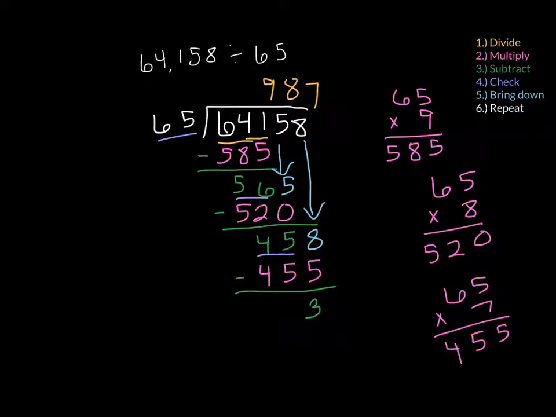So there are 2 ways we can write this answer. We can say 987, remainder 3, or we can do it as a fraction or a mixed number. 987, take your remainder, 3, put it over your divisor of 65.